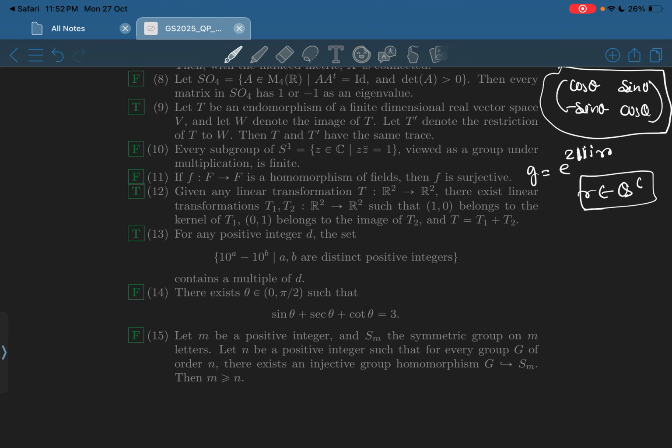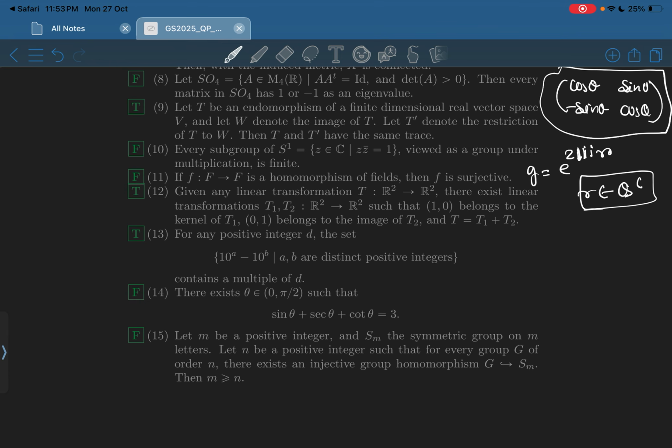Okay. Now question number 11: f from F to F, a homomorphism of fields, then f is surjective. I will consider this problem a moderate problem, because this requires some concepts of field theory. Those who know field theory, mainly the PhD aspirants who have some idea about field theory, should be able to do it. This is also not very difficult, or if you have some idea, then you can solve this.